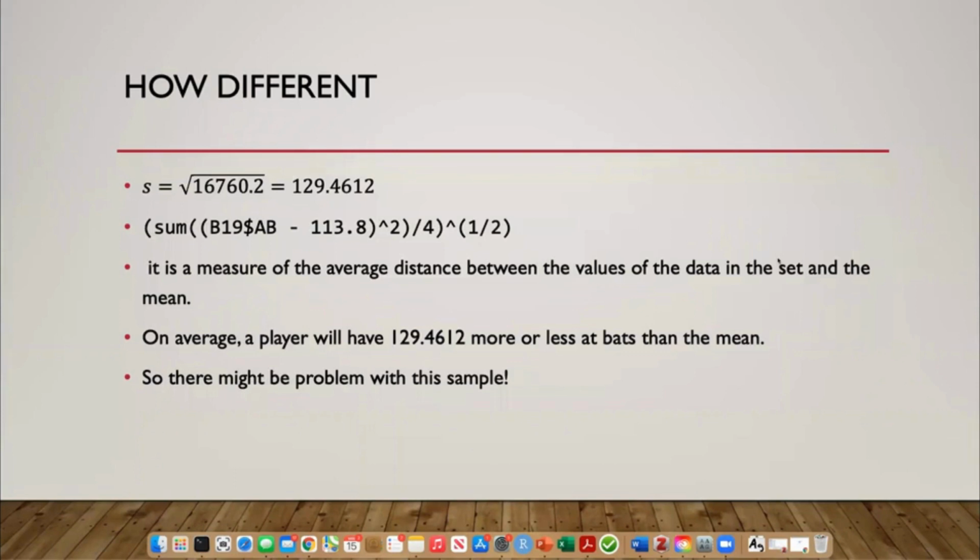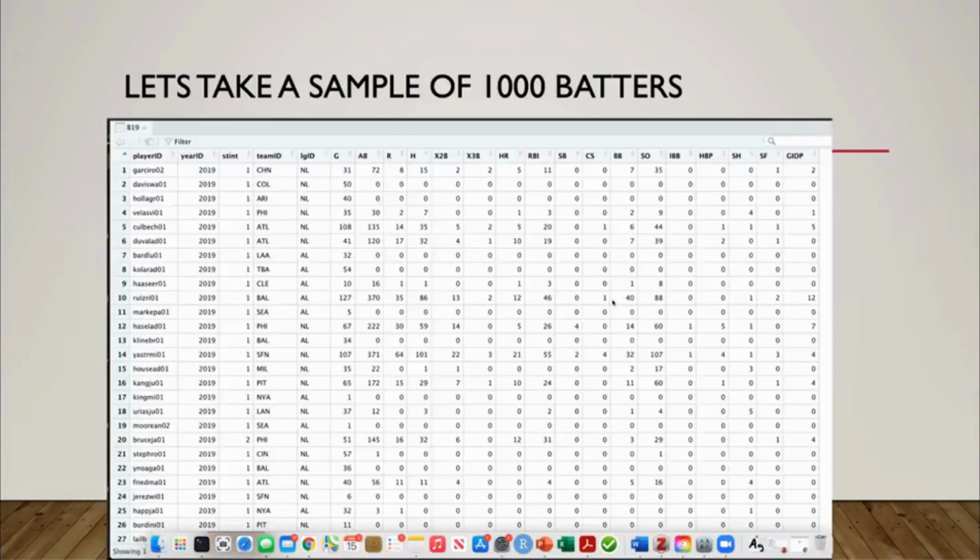That seems pretty wide, especially considering what the mean was. And that might be a problematic sample. Let's take a sample of 1,000 batters instead. So again, we had the same structure. And again, players in rows and variables in columns.